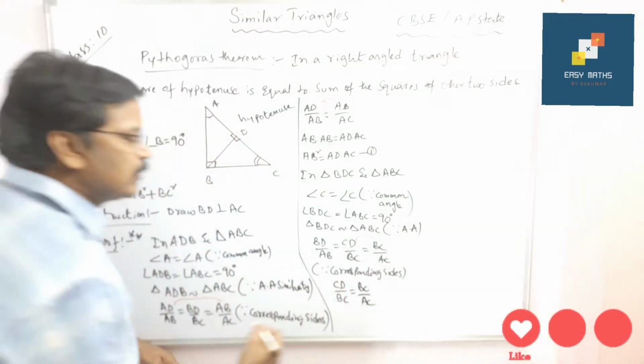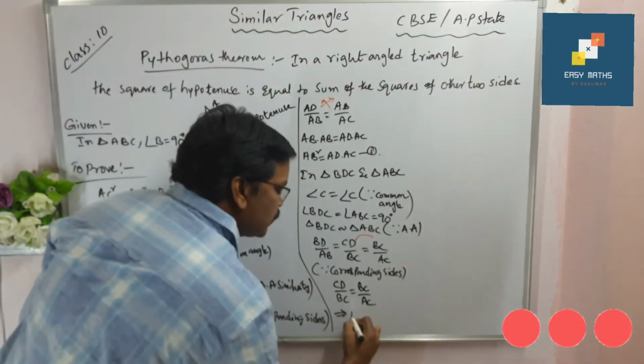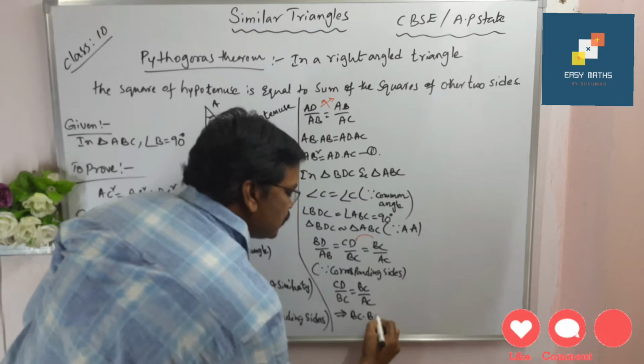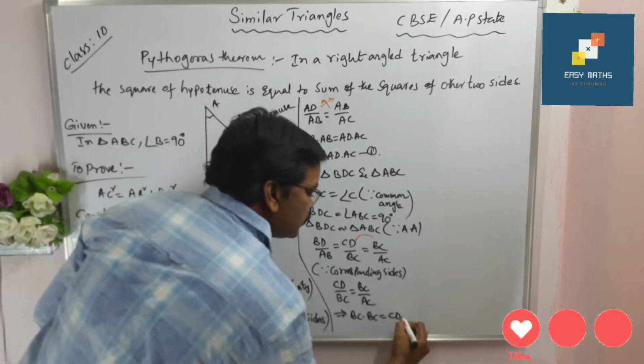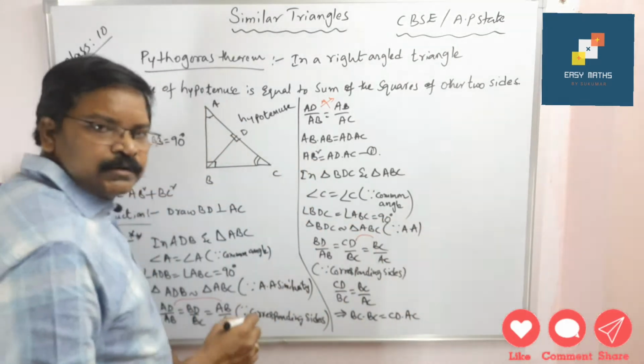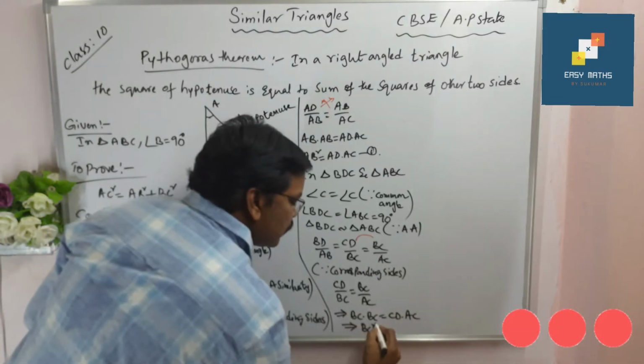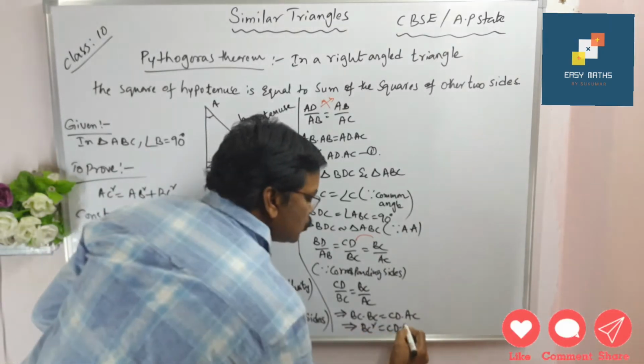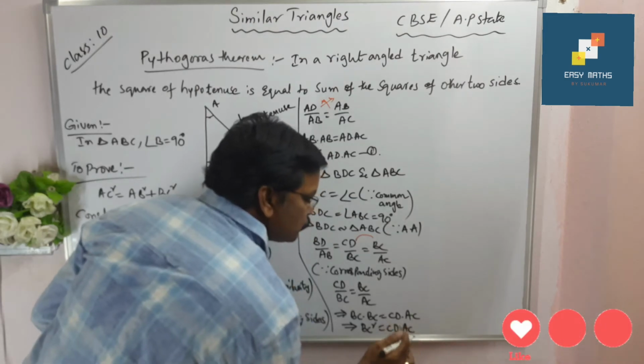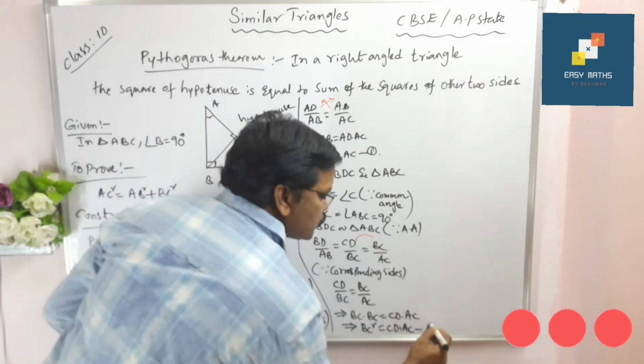By cross multiplication, what we get here? BC into BC is equal to CD into AC. So BC into BC is what? BC square is equal to CD into AC. This is equation 2.